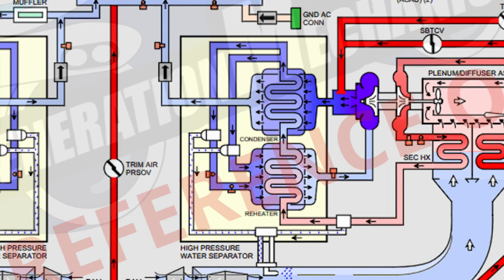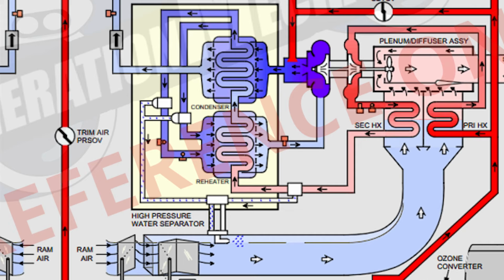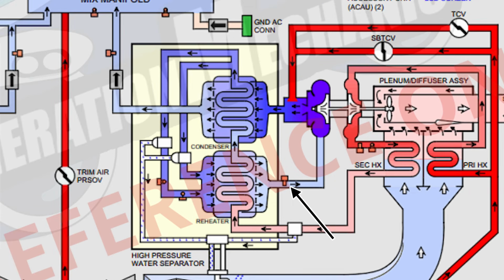This cools the bleed air down enough to condense the moisture in the bleed air into a liquid, which the water extractors can remove from the bleed air. The water removed from the system is sprayed from water spray nozzles onto the heat exchangers to help cool the bleed air entering the system. The water-free air is sent to the turbine of the air cycle machine.